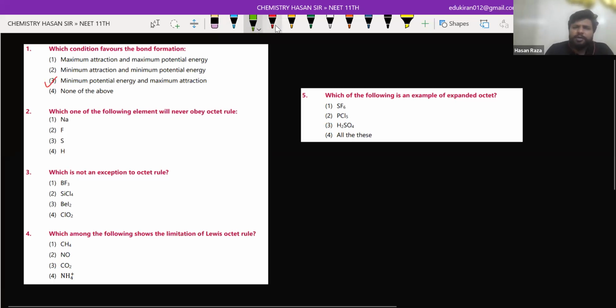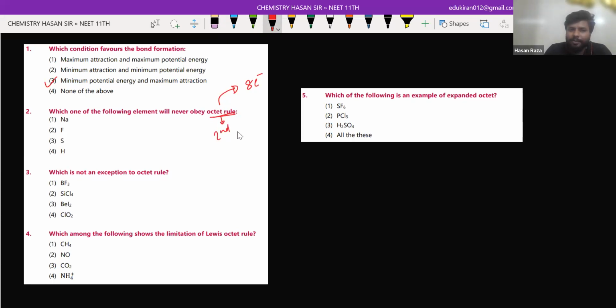Octet rule means basically 8 electrons in the outermost shell. And octet rule is followed strictly by second period elements mostly. Sodium will follow because it is a metal and it will lose electrons and have 8 electrons in the outermost shell. Fluorine is a second period element. Hydrogen forms a duplet. So that comes out to be sulfur. Sulfur is a non-metal which forms SF4, SF2 and SF6 as well.